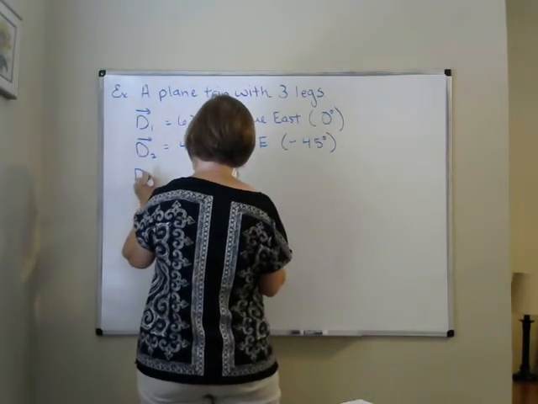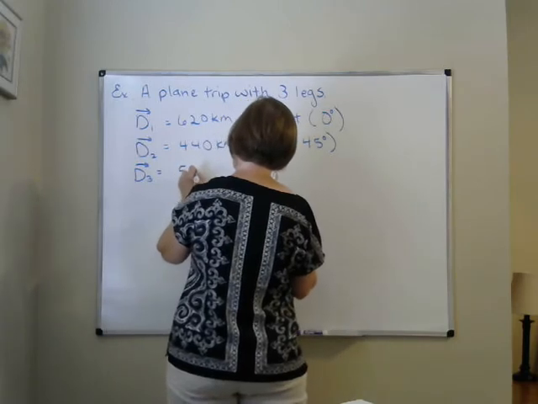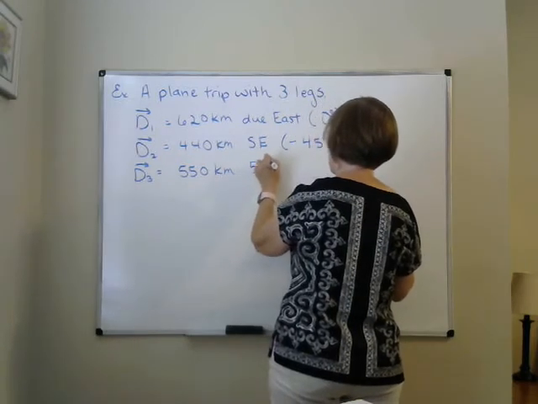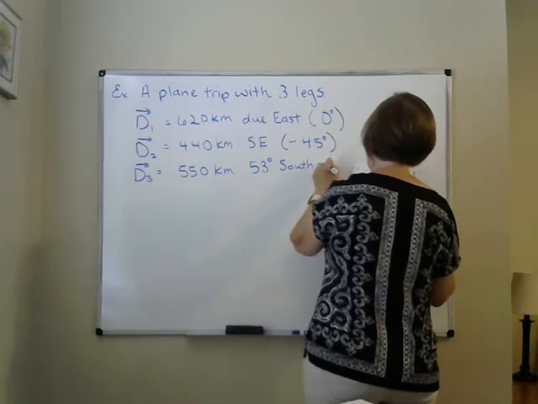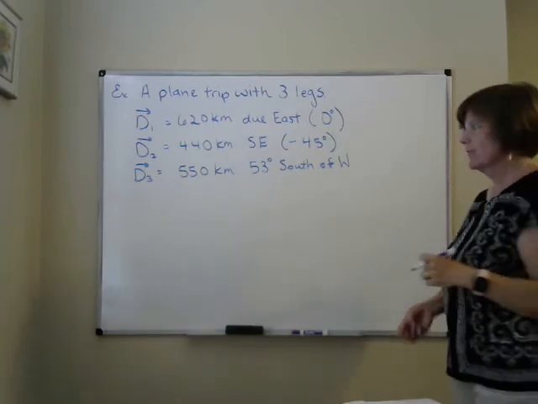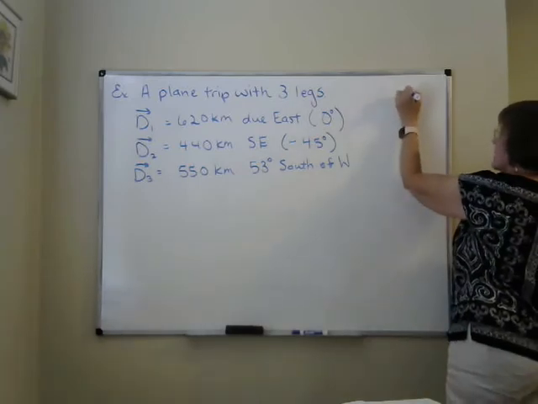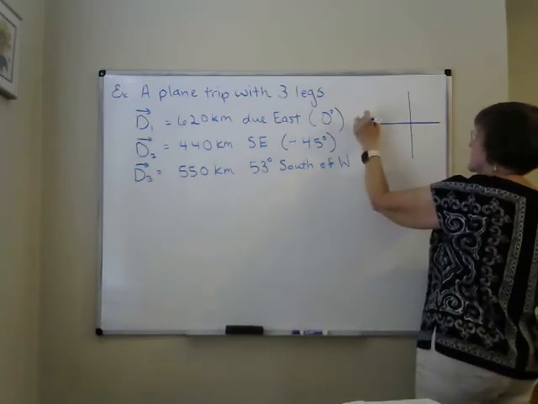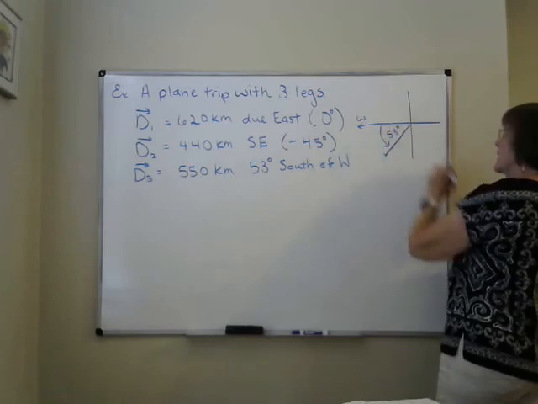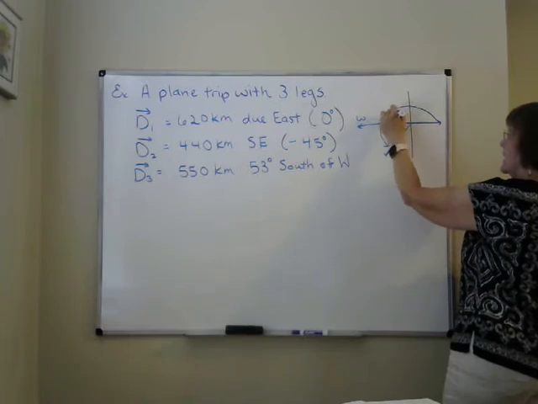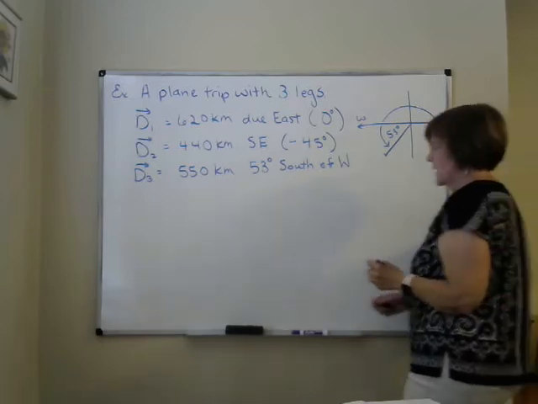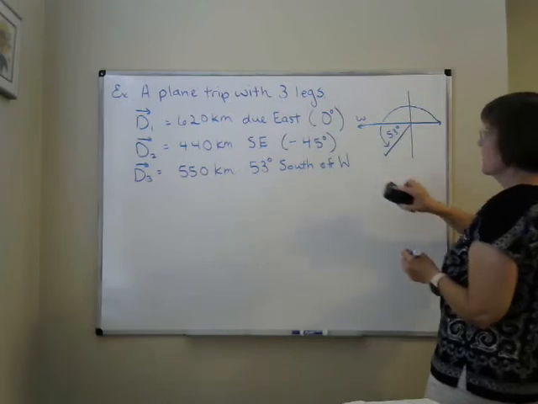And the third leg was 550 kilometers, and it was 53 degrees south of west. We're going to have to figure out what 53 degrees south of west means if we're measuring from the x-axis. So let's just make a little sketch. Here's west. I'm 53 degrees south. That means this angle is 53 degrees. If I'm measuring from east, I know all the way to here is 180. 180 plus 53 is going to be 233 degrees. It helps to get all the angles measured the same way.